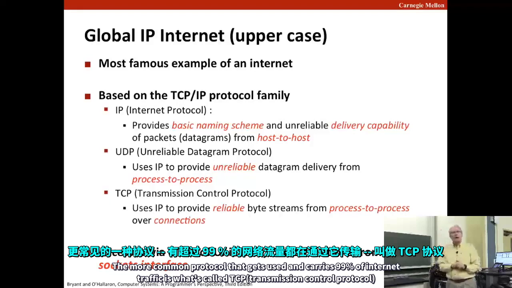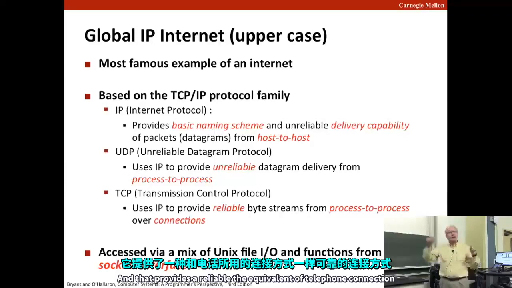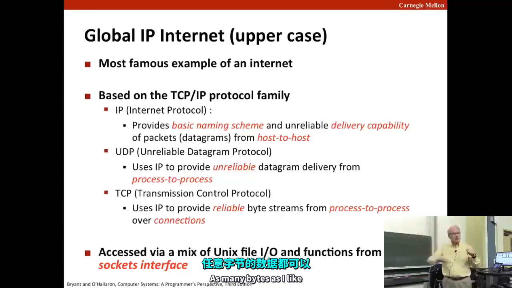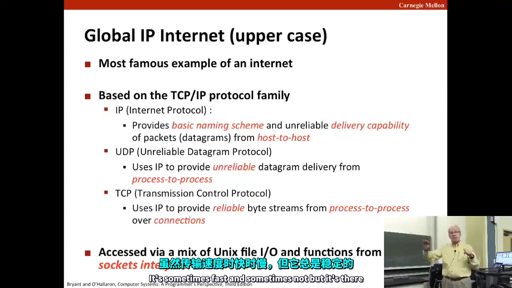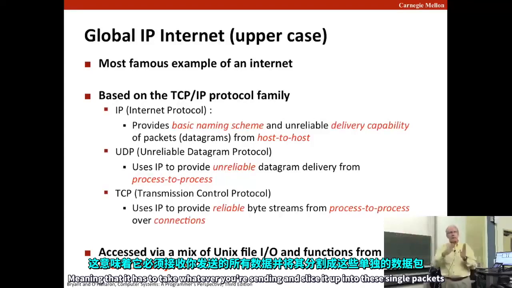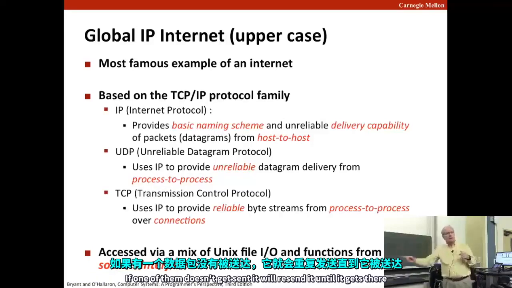The more common protocol that gets used and carries 99% of internet traffic is what's called TCP, or Transmission Control Protocol. And that provides a reliable, the equivalent of a telephone connection, that I can reliably send data from point A to point B, as many bytes as I like. It's guaranteed delivery. It's sometimes fast and it's sometimes not, but it's there. And it's built on top of the IP, or this datagram, meaning that it has to take whatever you're sending and slice it up into these single packets. If one of them doesn't get sent, it will resend it until it gets there.